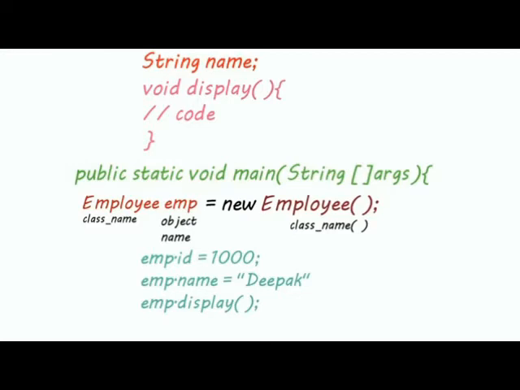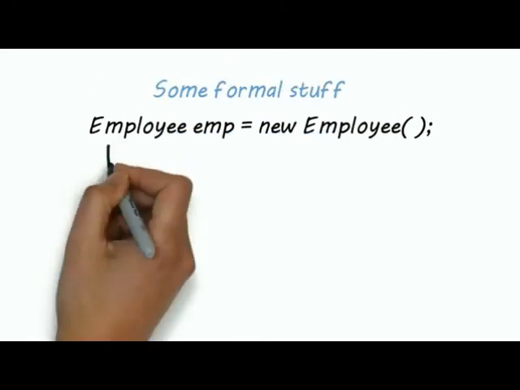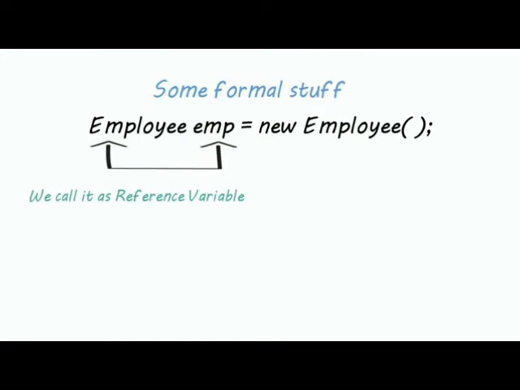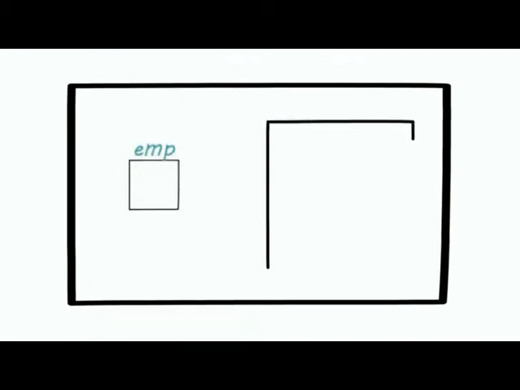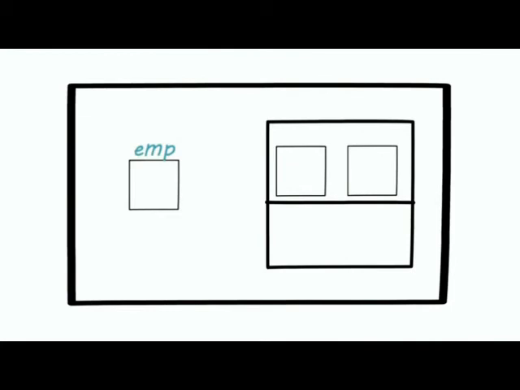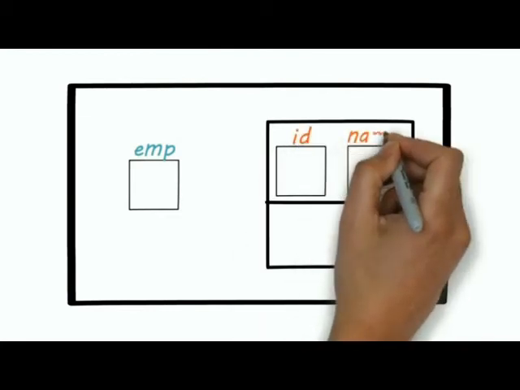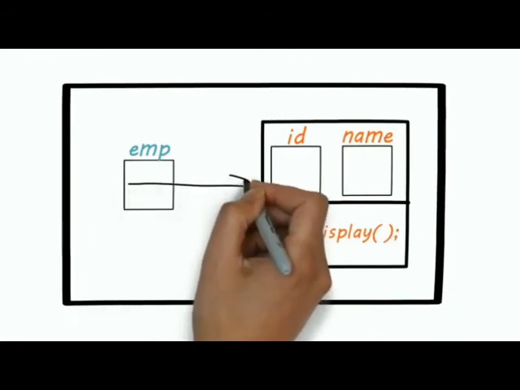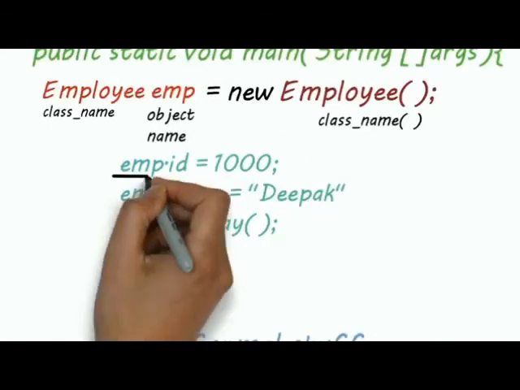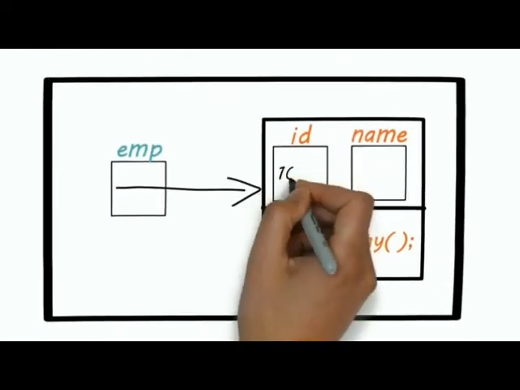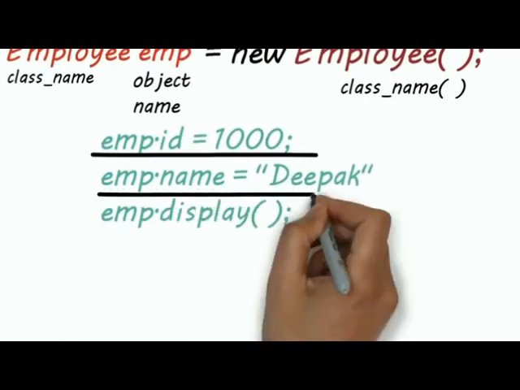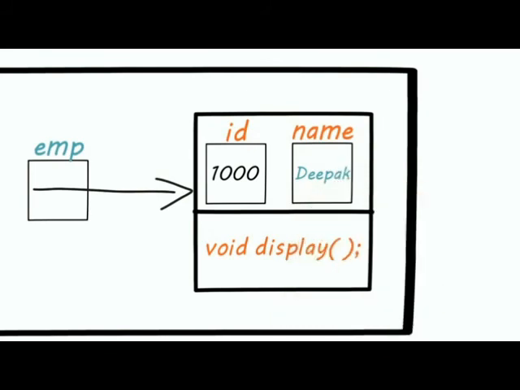Let's see some formal stuff. We call it as reference variable, and this is employee object. I know that you are confused, so let's see how it looks in memory. So emp is a reference variable, that is, it points to a memory block. So emp.id equals 1000, then emp.name equals Deepak, and at the end the function display is called.